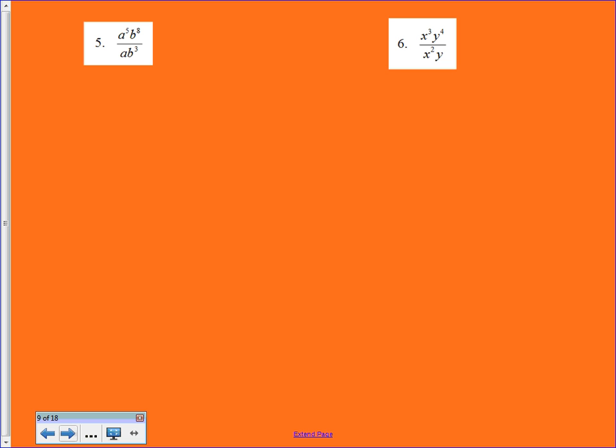All right, so let's talk through a couple of these. So I'm going to try number 5. Okay, so all I'm going to do with these is simplify it base by base. I'm going to start with a's. So I have a to the 5th divided by a. So this is the same as a to the 1st. So on top, I have a to the 5 minus 1. And then I'm going to deal with my b's. Okay, I have b to the 8th divided by b cubed. So I'm going to subtract those exponents, 8 minus 3.